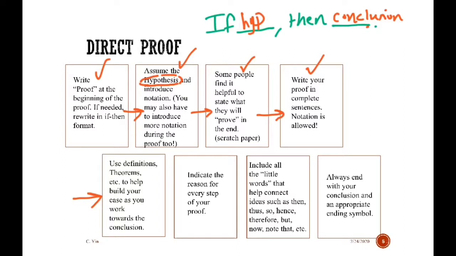You may be using theorems to help you. Now, I know if you've taken calculus, you've seen theorems. Theorems are just things that people have proven. All right, so we know that we can count on them to be true. And so we may have to use previous theorems to help us prove statements or future theorems. And that's going to help us build our case as we work towards our conclusion. And then we're going to indicate the reason for every step. So maybe we might have to say by the definition of even or by the closure property for integers. So we just want to make sure we give a reason for everything that we do.